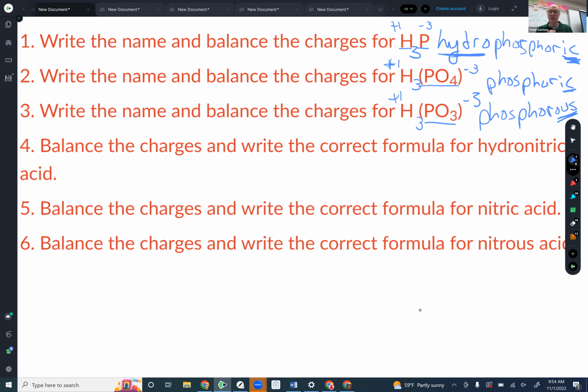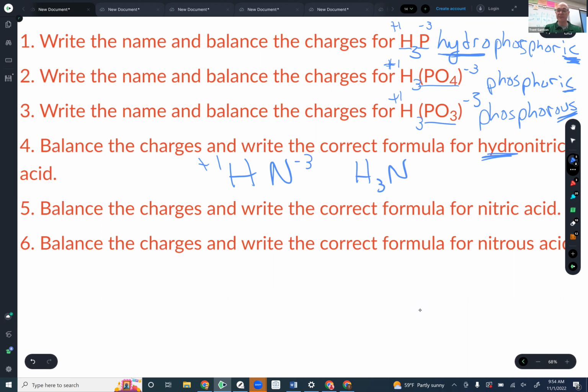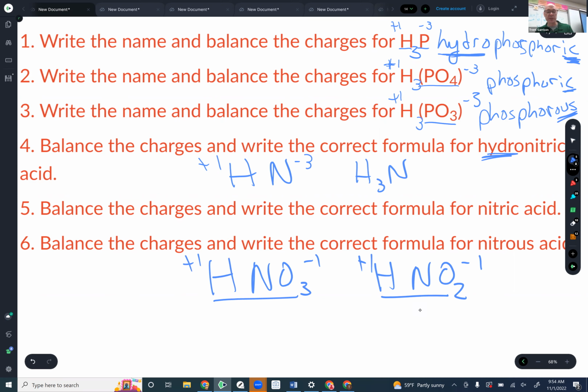All right, now, next one, we've got all these nitrogens. So this one gives you the name of hydronitric. Well, that means it is binary. When it has the hydro in front, the charge of nitrogen is -3, the charge of hydrogen is +1. We crisscross those charges, and the final answer is H3N. For nitric acid versus nitrous acid, it's HNO3 and HNO2. The charge on nitrate and nitrite are -1. The charge on the hydrogen is +1. Therefore, they've already canceled out, and the formulas just end up being what they are written out as.